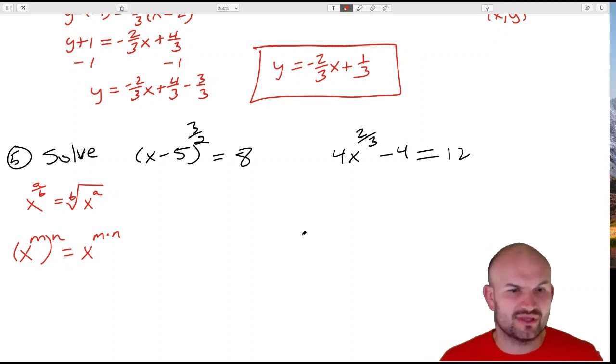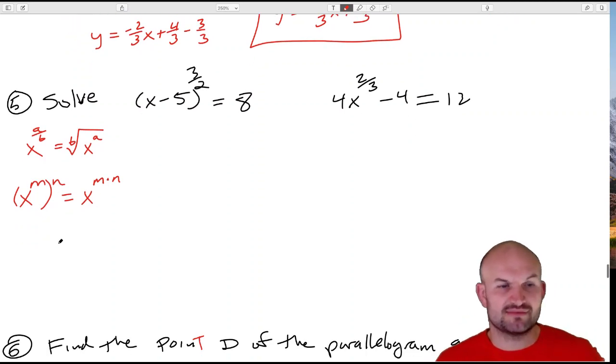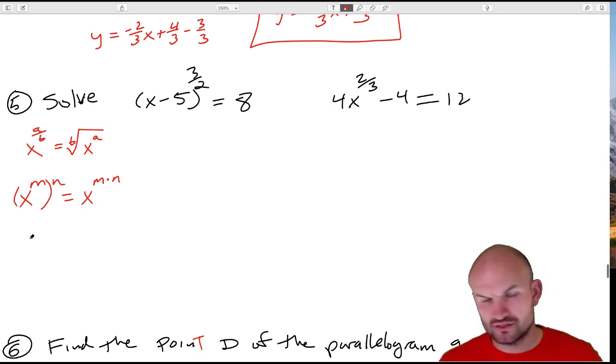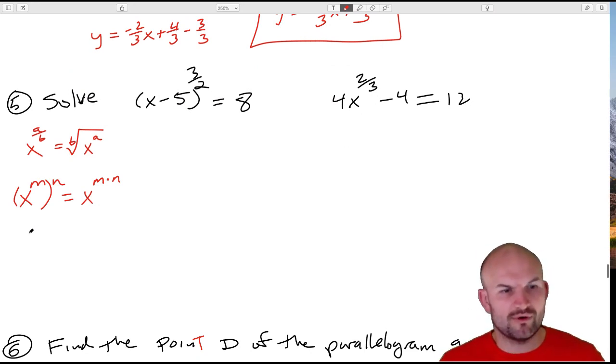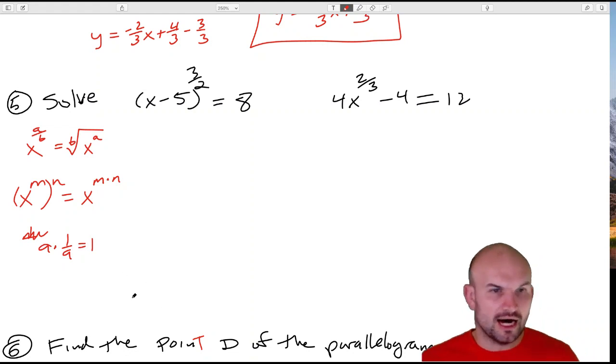Oh, and one last thing is the multiplicative inverse. Remember, if I had a times 1 over a, that's just equal to 1. That's the multiplicative inverse that we have here.